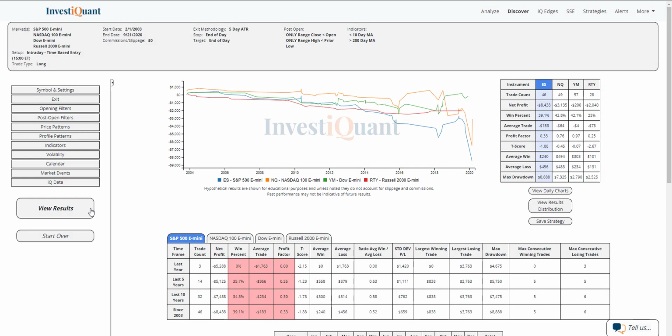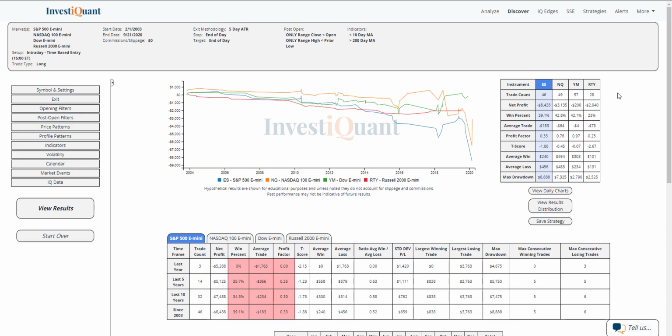All right, and here we go. So these are the results of going long at 3 p.m. Eastern time, exiting at the close, which is 4:15 p.m. Eastern time, when you are trading below the opening print at 3 p.m. and the high of the session is less than the low of the prior session. This is taking place below a 10-day simple moving average but above a 200-day simple moving average.